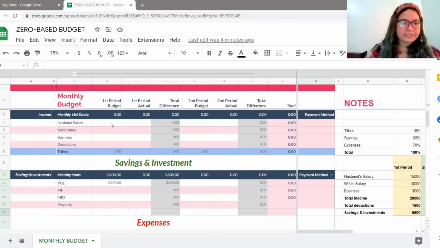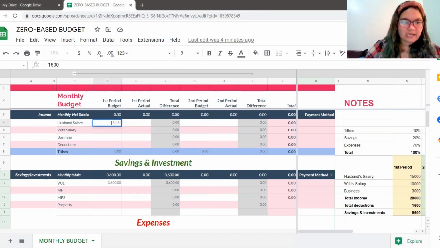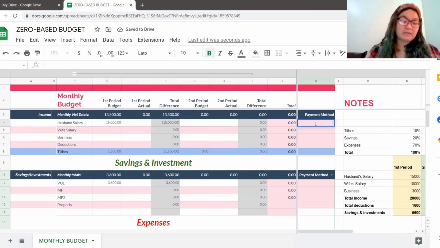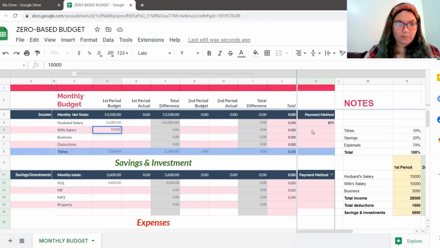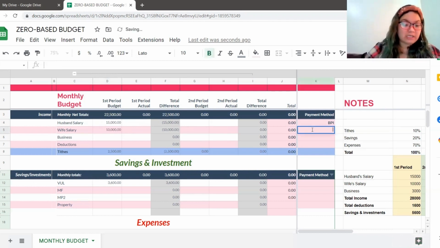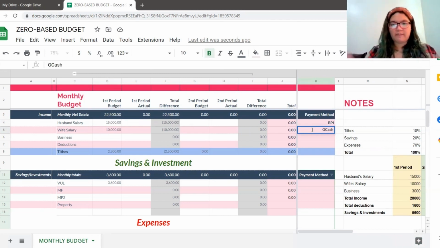So let's put sa first period ng husband. 15,000 yung nare-receive niya as his income. And let's say for example, kung saan siyang payment method, maybe check or maybe bank account. So let's say sa BPI, kasi dito kami nagre-receive ng salary namin. Sa wife naman, let's say 10,000 pesos from work from home, and nag-receive siya sa GCash. Ilagay natin sa payment method.